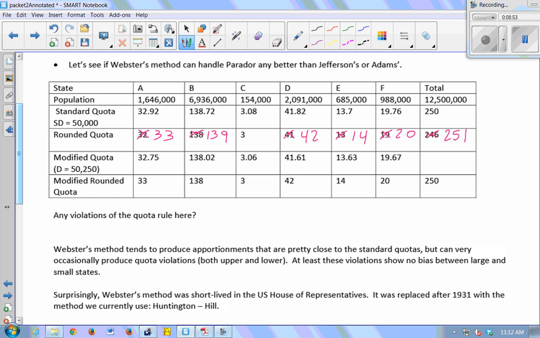And we have solved this problem in a previous class. So I get all new modified quotas. Then I round them conventionally. So 32.75, that should round up to 33. 138.02 down to 138. Okay, so it looks like I did these right. And that comes out to exactly 250. Do we have any violations of the quota rule in this particular example? No, everyone got either their lower quota or their upper quota.